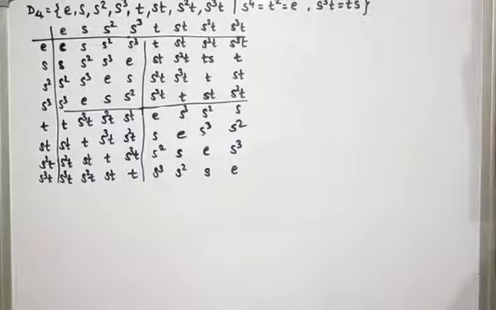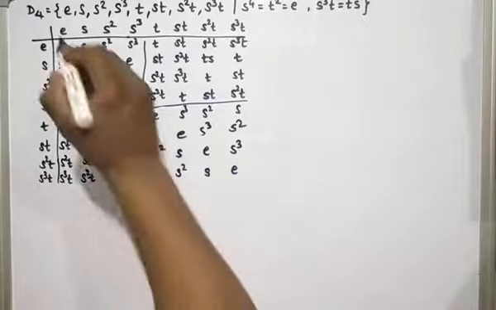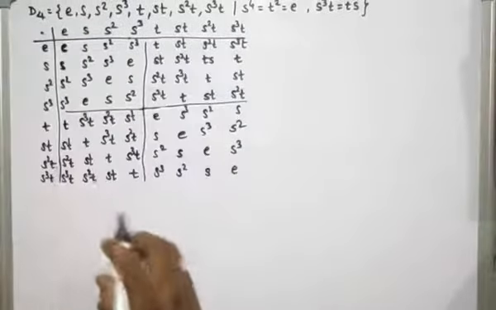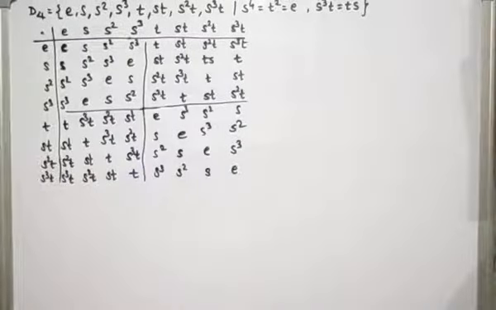Hello students, in the previous lecture we have seen the dihedral group with 4 vertices. So this is the composition table under the multiplication operation. So to find the subgroups of D4, let's see subgroups.